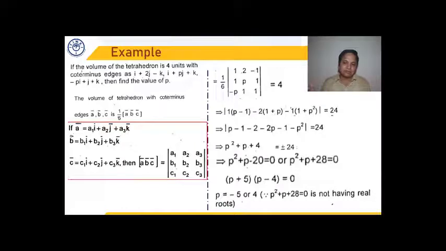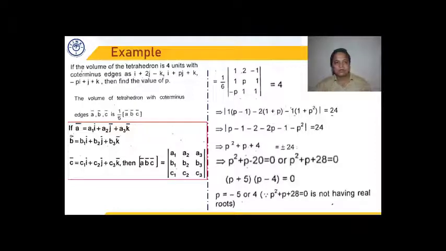Now p squared plus p plus 28 equal to 0 does not have any real roots, so it is not giving any real values of p. So we discard the second equation. The question is asking what is the value of p? It's minus 5 or 4. Both values are possible.